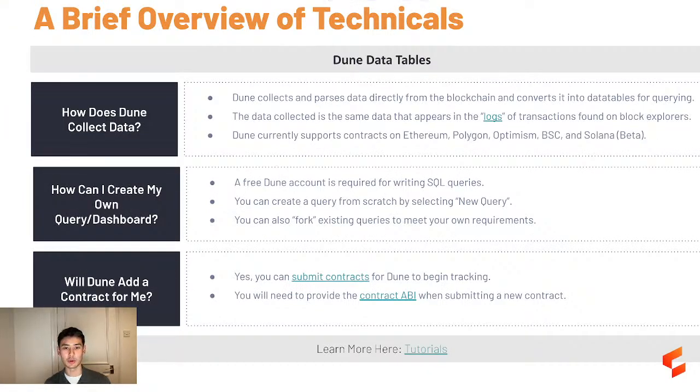Currently they support contracts on Ethereum, Polygon, Optimism, Binance Smart Chain, and Solana is currently in beta. So those are the chains that you can use Dune for.